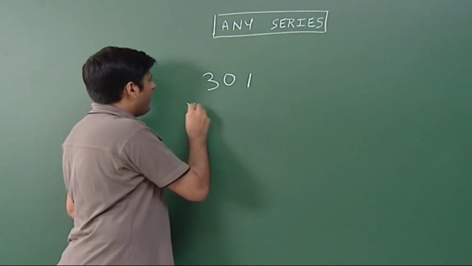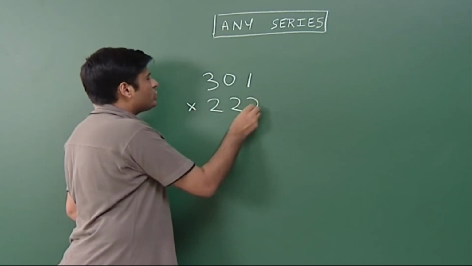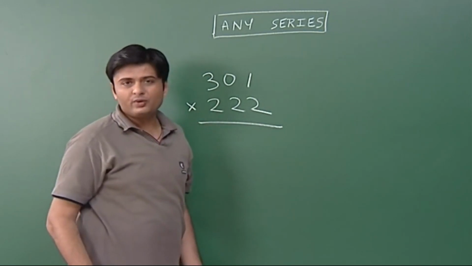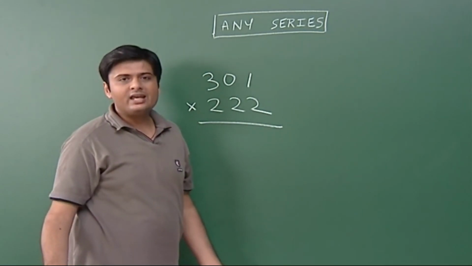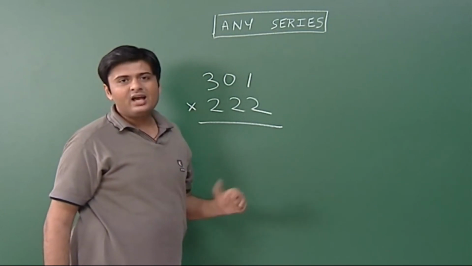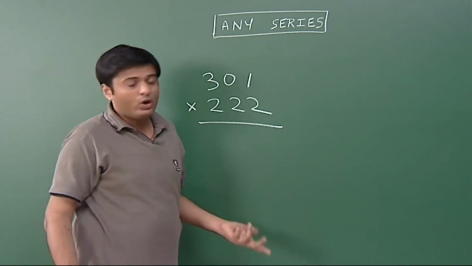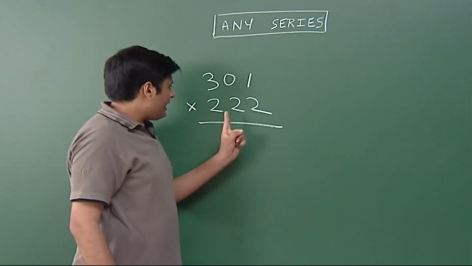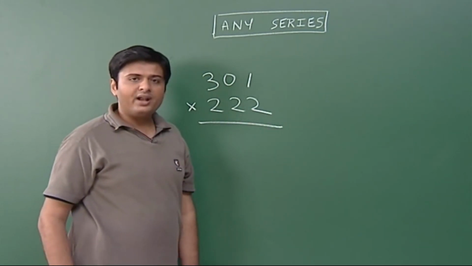301 by 222. Now, I have a series of 2's over here, but I only know technique with series of 1 and series of 9. What do? I have a series of 2 over here. Well, don't worry. Convert this into a series of 1. How do we do it?